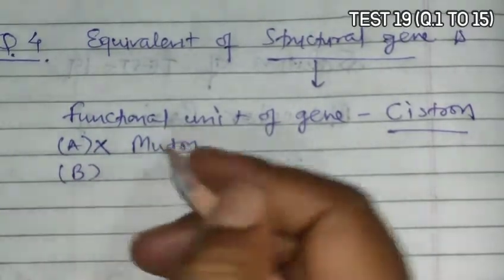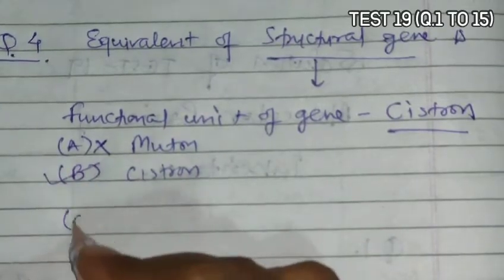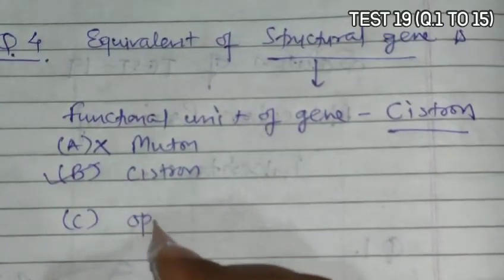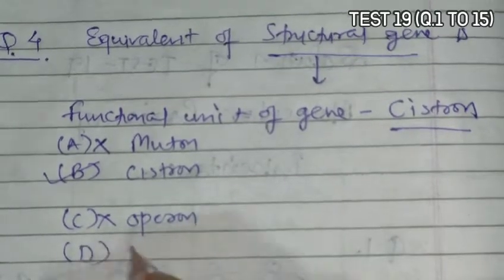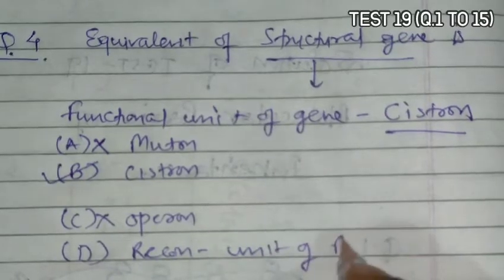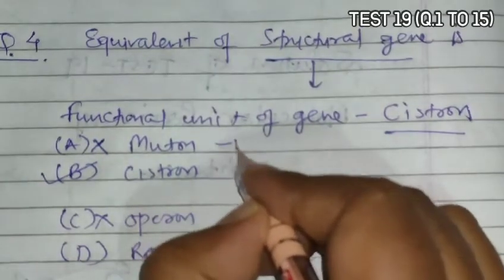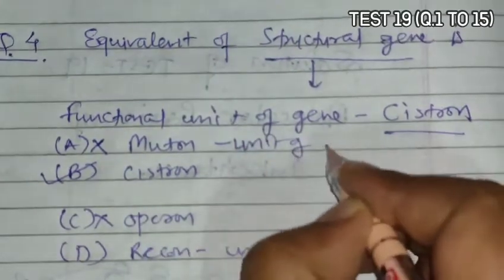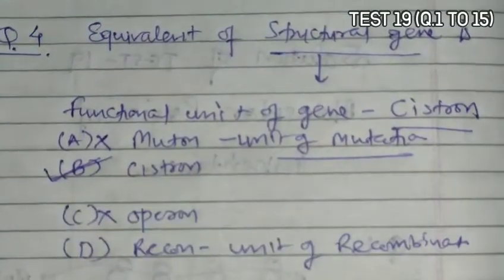Option B is given as cistron. So yes, cistron can be possible. Option C is given as operon. Operon is a group of genes, so it cannot be a structural unit. And D is the recon. Recon is a unit of recombination. Muton is a unit of mutation. So cistron is the correct answer, that is option B.